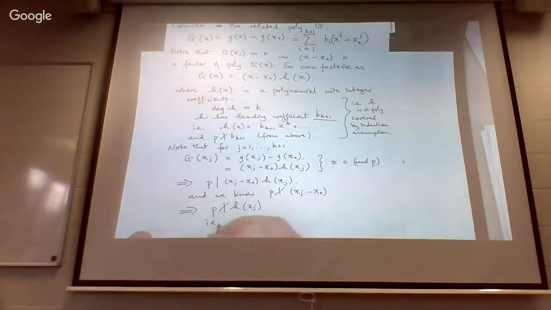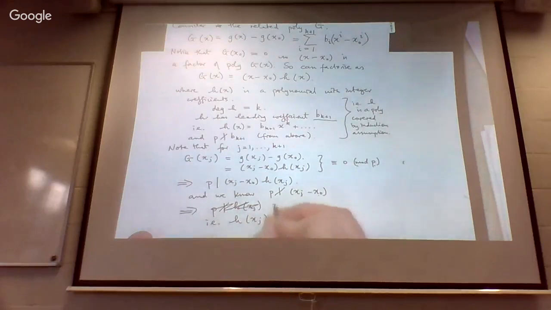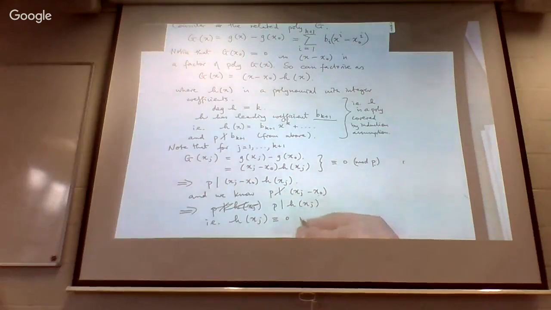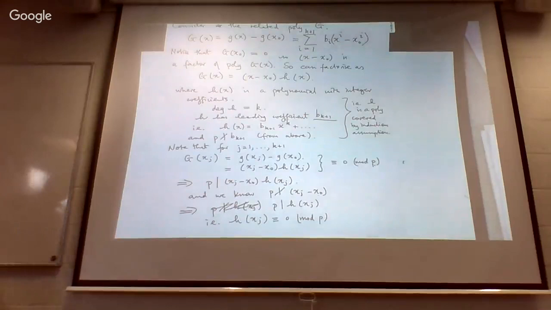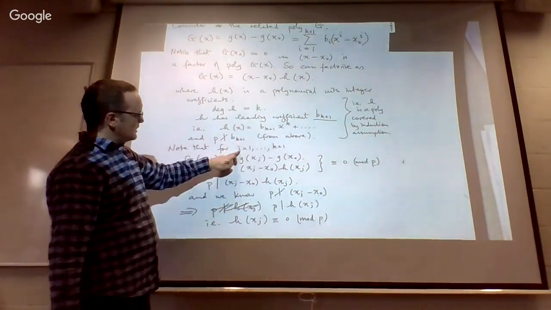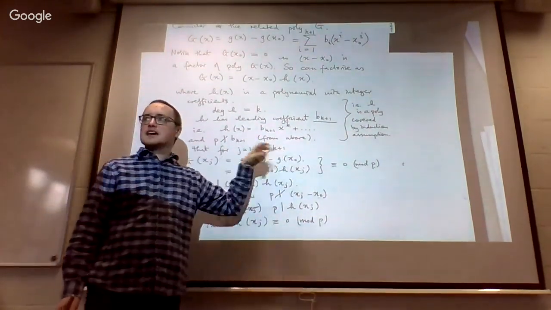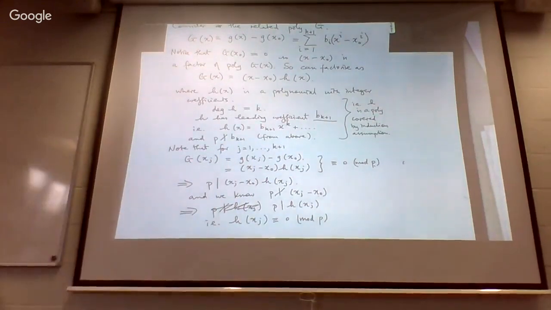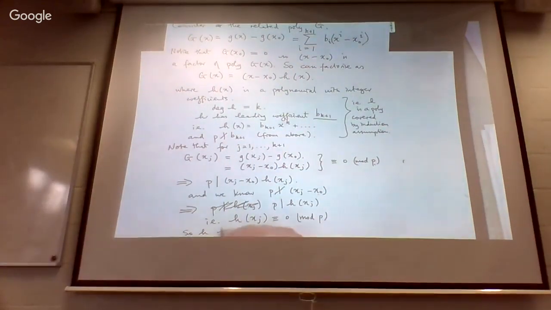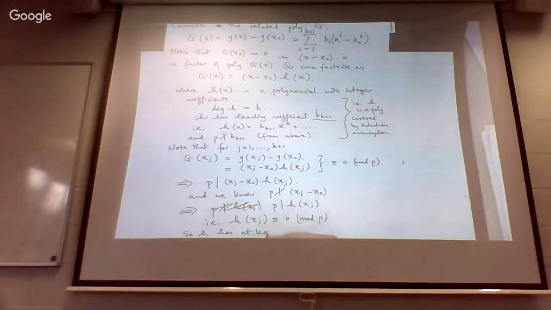Sorry, yeah, p does divide h of xj. So h of xj, in other words, is congruent to 0 mod p. So each xj is a solution of h. And what are the options for j? The option is 1 to k plus 1. So h has at least k plus 1 solutions.